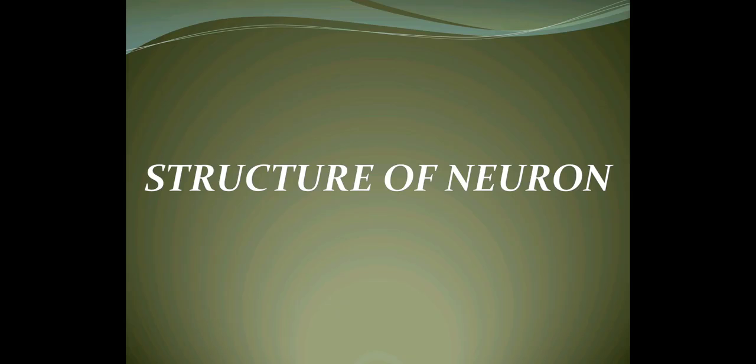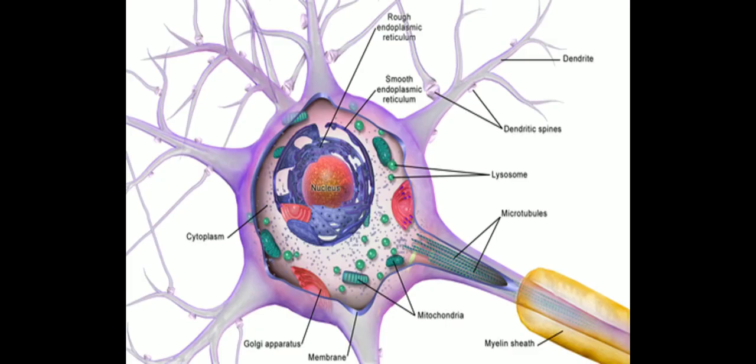Now, coming towards the next part, that is structure of neuron. If you see a neuron, it is made up of cyton, that is the cell body. This cell body or cyton contains granular cytoplasm, which is called neuroplasm, and it contains a nucleus which is present in the center. Then in this neuroplasm, you will find mitochondria, Golgi apparatus, rough endoplasmic reticulum, and granules. The granules which are present in neuroplasm are called Nissl's granules, and they are made up of RNA.